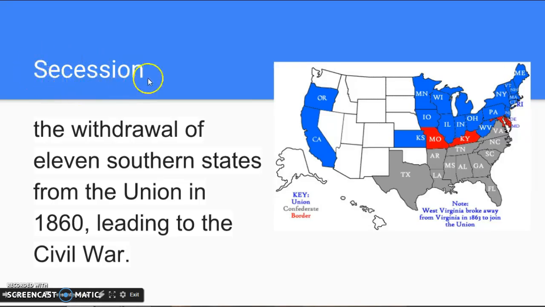And our next word is secession, or to secede. And so the 11 southern states seceded, which means that they separated or withdrew from the Union, from the United States. They wanted to establish their own country where they could maintain slavery. And so when those states seceded, that led to the Civil War. And you can see them here in the map, these gray states here in the South.